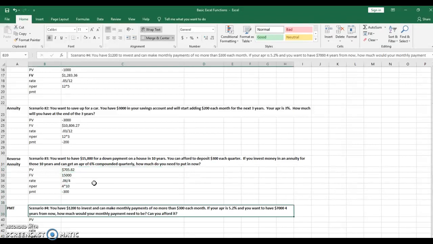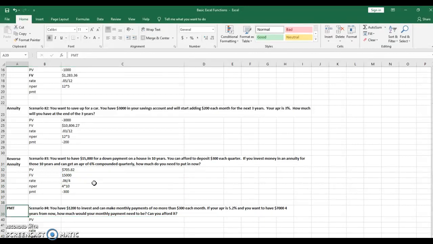Okay, moving on to scenario 4. This is where you want to actually find your payment. How much is my payment going to need to be? All right, still saving money. You have $1,200 to invest, and you can make monthly payments of no more than $300 each month. If your APR is 5.2% and you want to have $7,000 4 years from now, how much would your monthly payment need to be, and can you afford it? Okay, kind of 2 parts there.